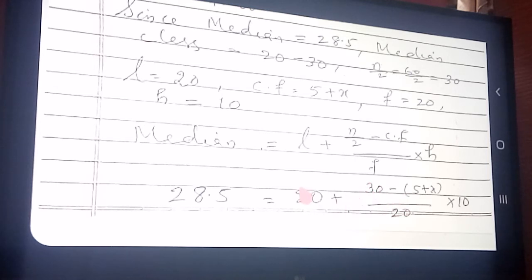Okay, got clear? L is 20, n by 2 is 30, minus CF is 5 plus x, and the frequency is 20, and the class length is 10. Okay, move to the next part.